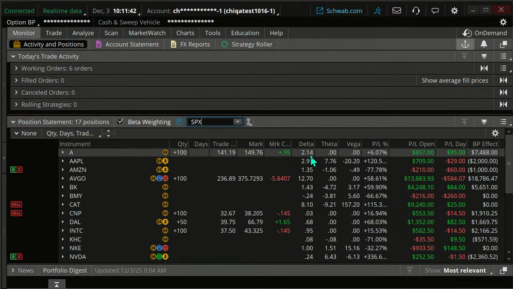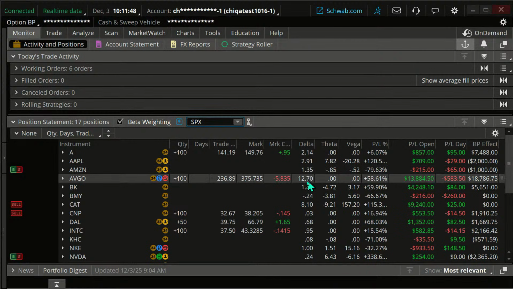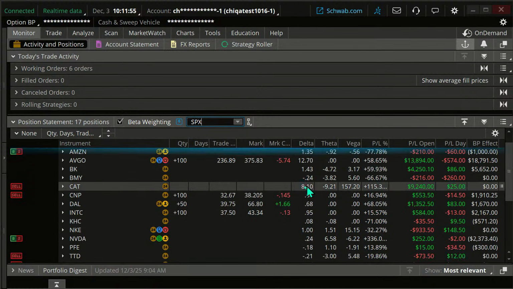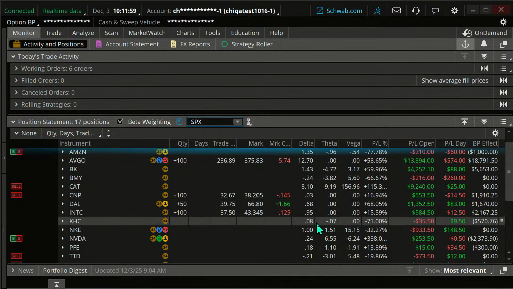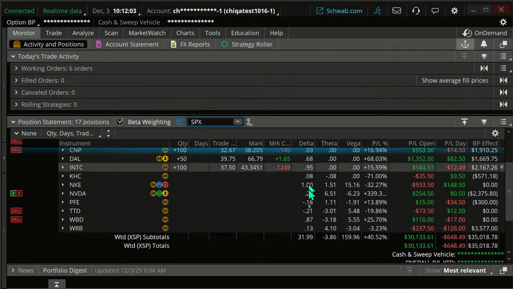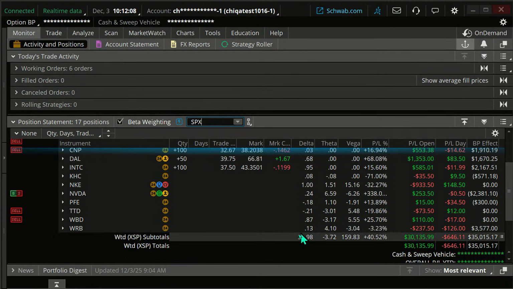Okay, but let's look at these. You can see how much each is going to impact the portfolio the most. Oh, AVGO is going to have a pretty big impact on the portfolio. Caterpillar, pretty big impact on the portfolio. Kraft Heinz, probably not as much, smaller impact on the portfolio. We can sum it all right here. This is my total beta weighted delta of my portfolio, around 32.